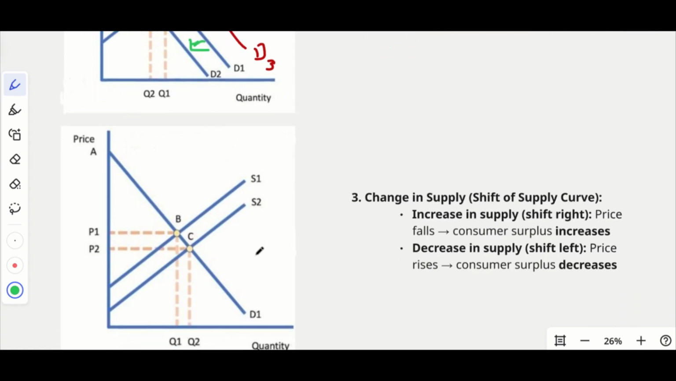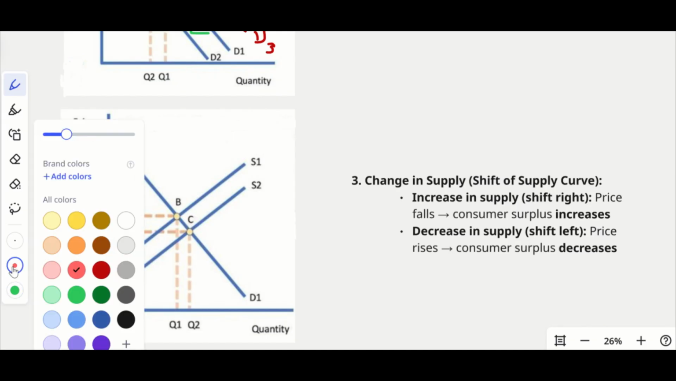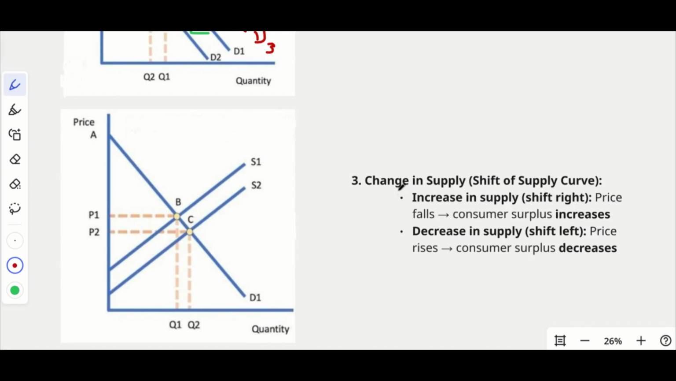Change in the supply curve. The consumer surplus can also change when the supply curve is shifted, right? So let's see how it will act. Increase in supply. When the supply is increased, just imagine that S1 is our initial supply curve, and S2 is the increased one. So supply has increased, right?